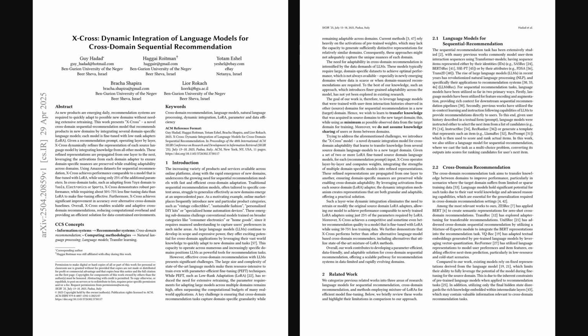We are looking at a research paper from Hugging Face's trending list, published about 9 days ago on April 29th, titled XCross, Dynamic Integration of Language Models for Cross-Domain Sequential Recommendation. This paper introduces XCross, a system to help recommendation AIs quickly learn new product areas with little data. It works by integrating several language models, each fine-tuned using low-rank adapters, or LoRA. LoRA is a parameter-efficient fine-tuning technique, a smart way to update AI models with minimal changes, making them very adaptable.